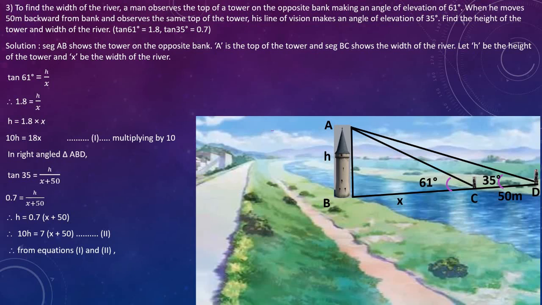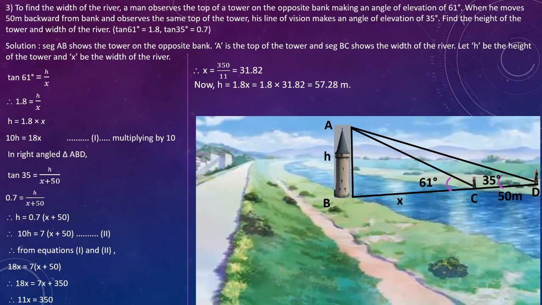Now if you see equations 1 and 2, both are in the form of 10h. So their left hand sides are equal, and we can say that their right hand sides are equal as well. So we get 18x is equal to 7 into (x plus 50). Solving this equation, we get 18x is equal to 7x plus 350. Therefore 18x minus 7x, which is 11x, is equal to 350. Therefore x is equal to 350 upon 11, which is equal to 31.82.